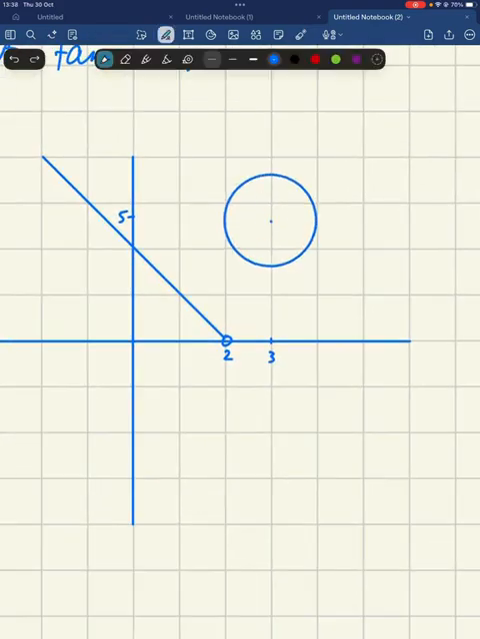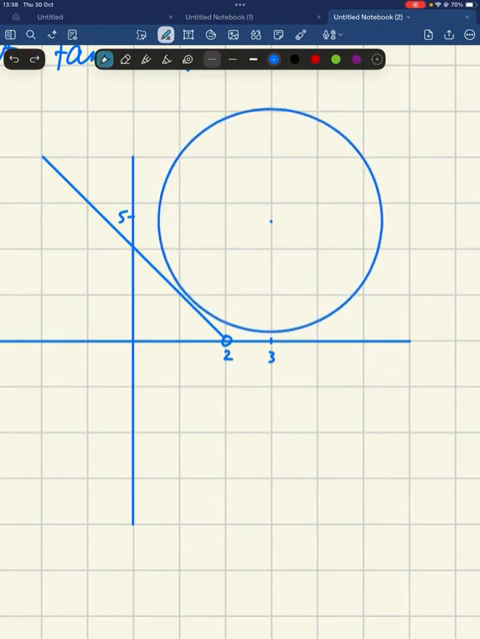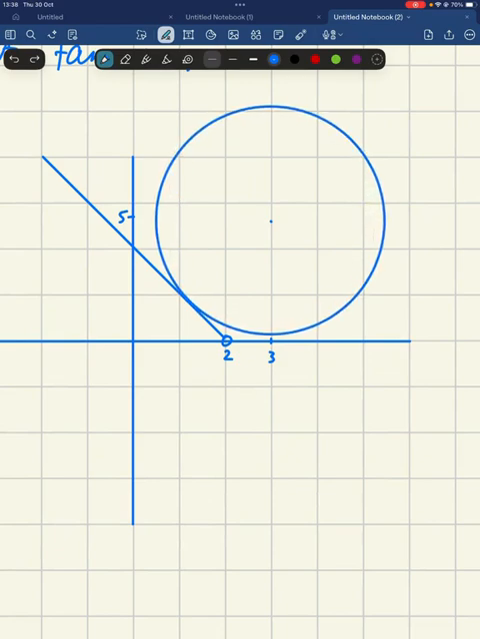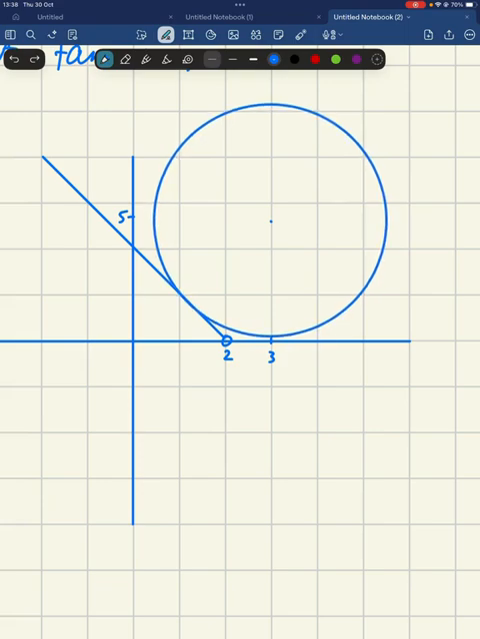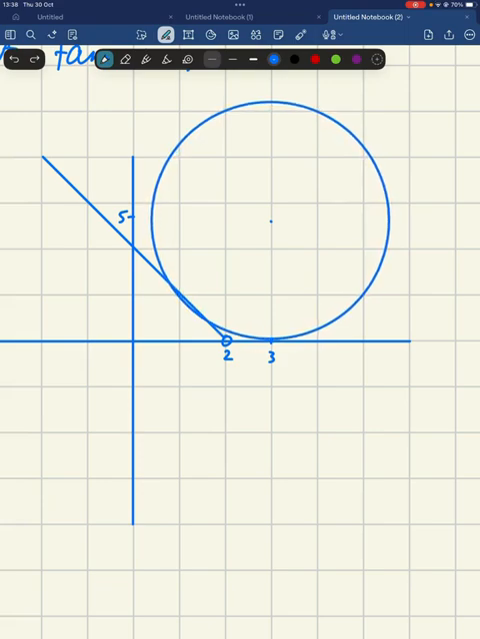Well, if we draw the circle, this is when the line is a tangent to it. After this point of tangency, we're going to have two solutions. It's going to be a chord to the circle, or a secant.